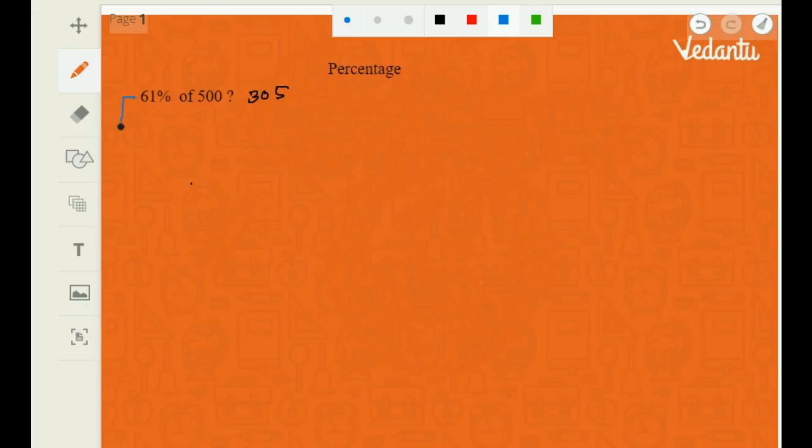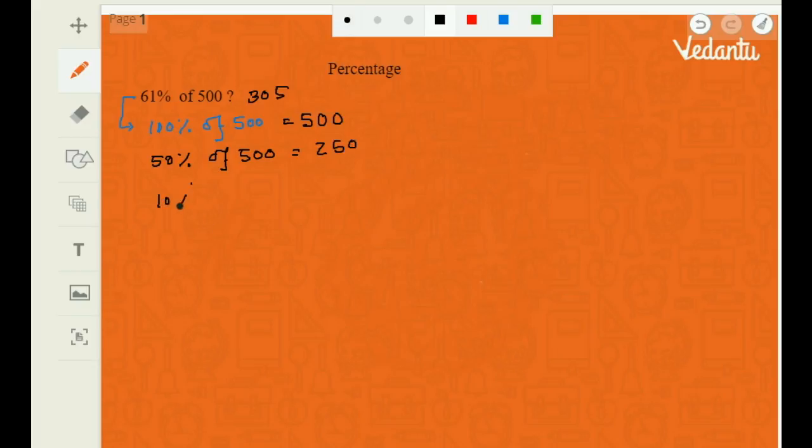So first of all, I'm going to find 100% of 500. 100% of 500 is nothing but 500 itself, so it's the whole total, 500. Then I'm going to find 50% of 500, which is half of 100%, so it will be 250.